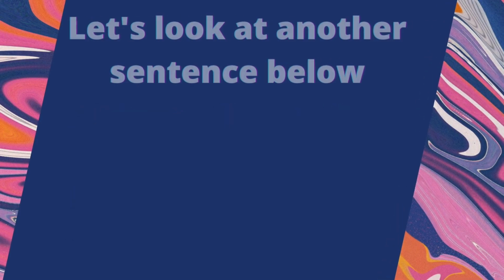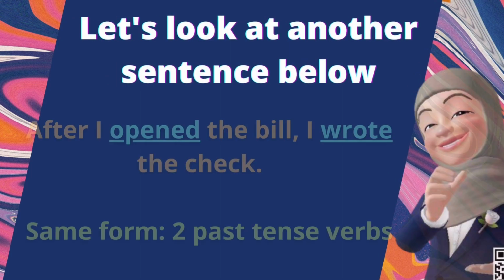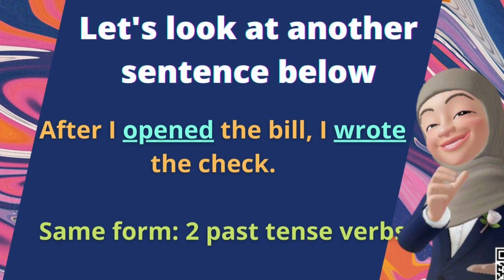Let us look at another example. Rosalie likes to fish, to hunt, and to drive. So three infinitives of the same form are being used in the sentence: to fish, to hunt, and to drive. Here is another example. After I opened the bill, I wrote the check. So the words opened and wrote are two past tense verbs being used in the same sentence.